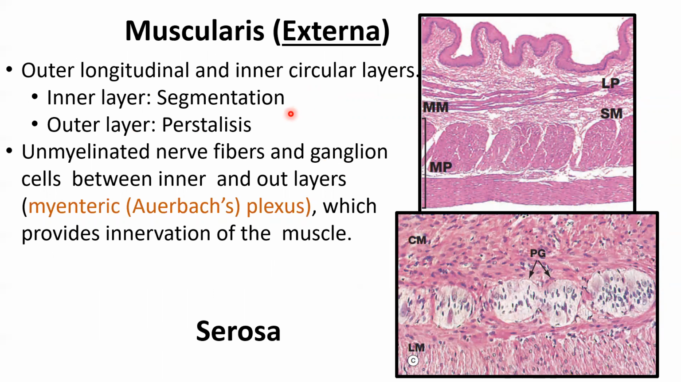Muscularis, again, inner circular and outer longitudinal layers, exactly the same as the other regions. The inner layer does segmentation movements, and the outer layer does peristalsis. We need to push your contents, similar to what the esophagus does. Segmentation means it is going to squeeze it, and peristalsis is going to push it out. Between the two layers of muscle, outer longitudinal and inner circular, you have the unmyelinated fibers, the myenteric plexus, the same as we've seen. Again, and then we have the serosa.